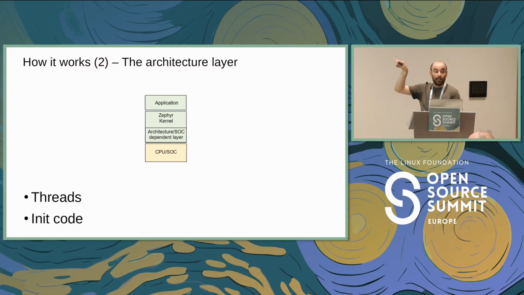Similarly, we are implementing the interrupt handling inside the architecture layer. I will go a bit into details later, but whenever an interrupt comes, we just handle it in the architecture layer. Again, from the point of view of the kernel, it looks like any other interrupt coming.